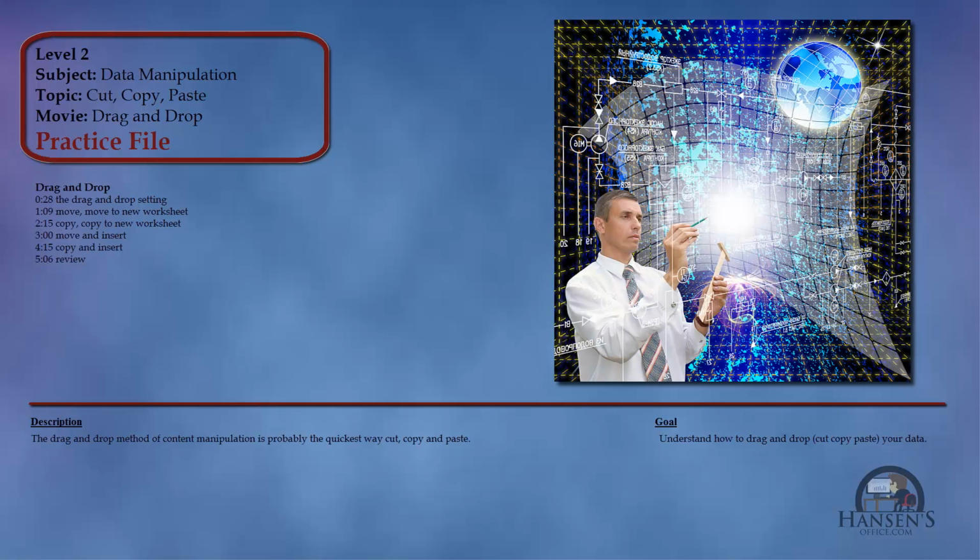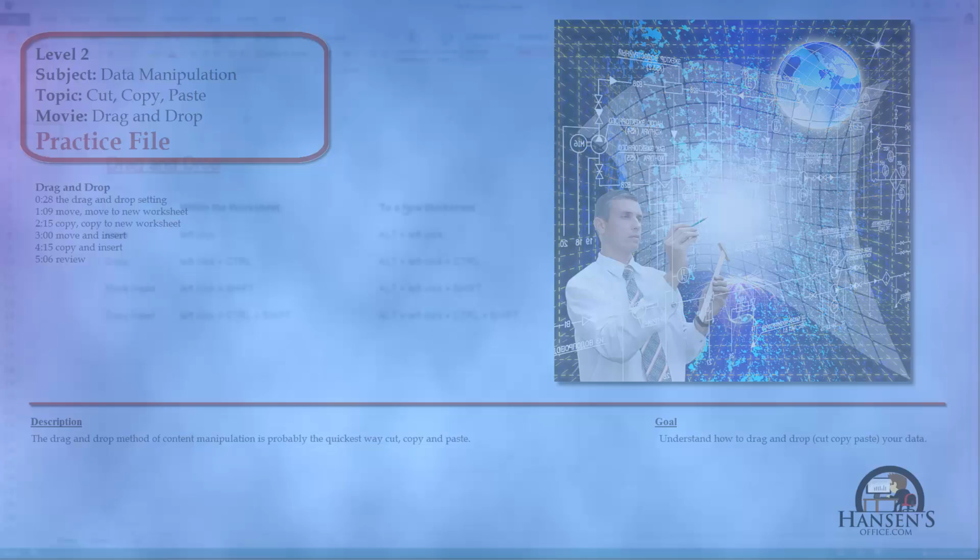So this movie is more about moving and copying data using drag and drop. We're going to first make sure that the drag and drop settings are on, and then we're going to move data to a new worksheet, and then we're going to copy content to a new worksheet. We're going to insert data that we're moving to a new location, and then we're going to insert data that we're copying to a new location.